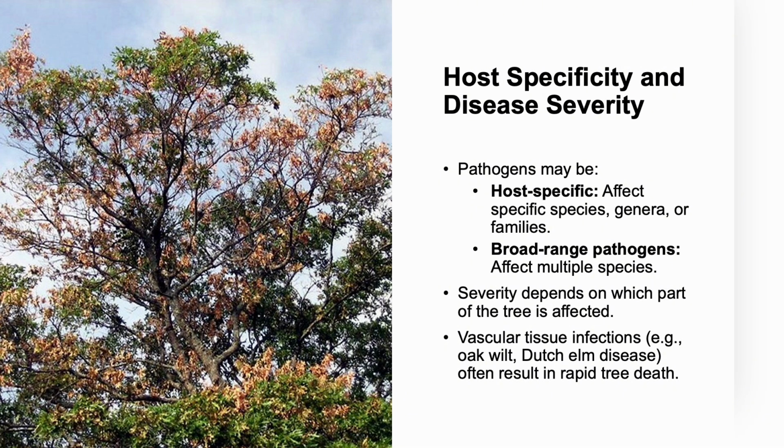The severity of the disease depends on which part of the tree is affected. For instance, vascular tissue infections such as Dutch elm disease or oak wilt often lead to rapid tree decline and death. Understanding the relationship between host specificity and disease severity helps guide appropriate treatment decisions.